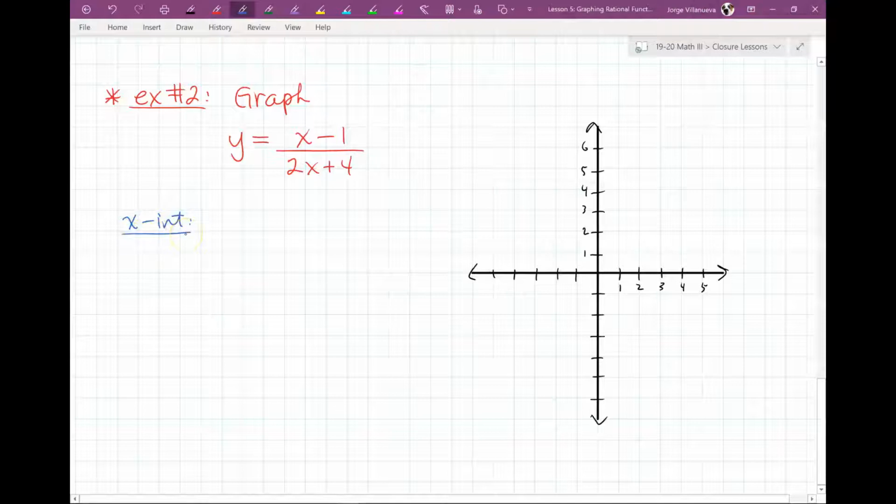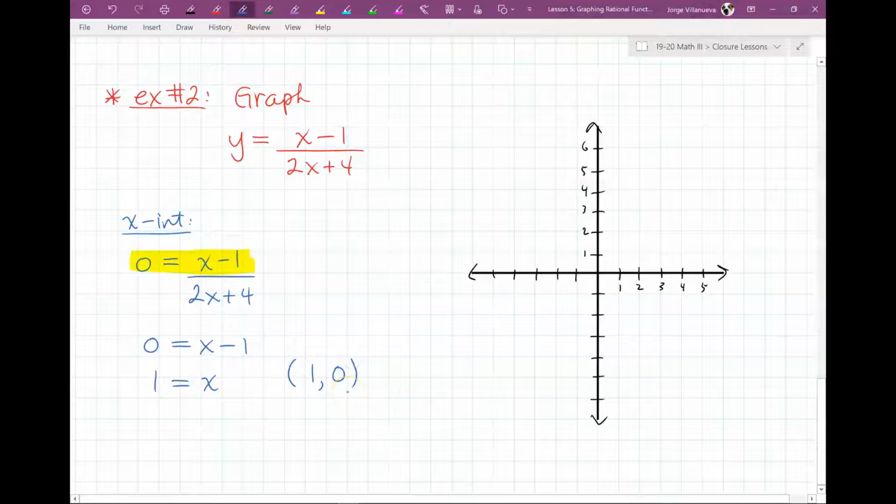To find the x-intercept, we set y equal to 0. Once you set y equal to 0, I told you to focus on the numerator. You're going to basically solve that highlighted thing. 0 equals x minus 1, so x equals 1. That means my x-intercept is (1, 0). The reason it's (1, 0) is because I let y equal 0, and I found that x is equal to 1. So I'm going to put that right here. On my graph, here's my (1, 0).